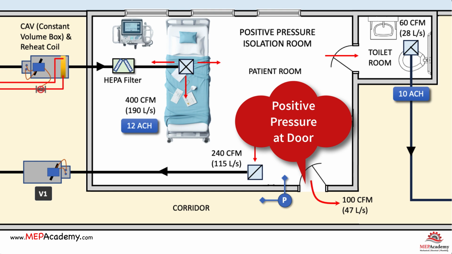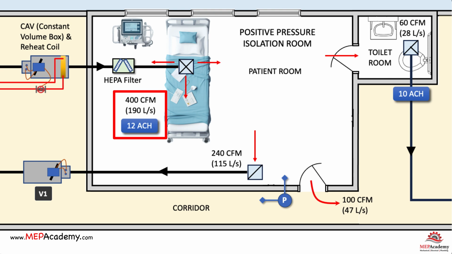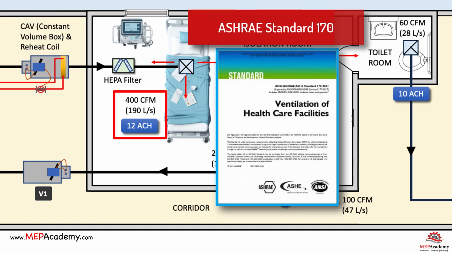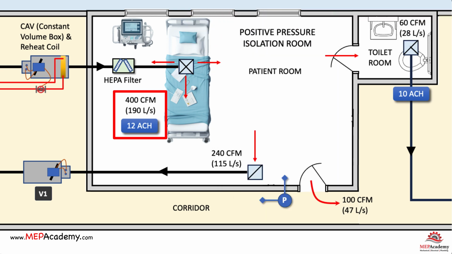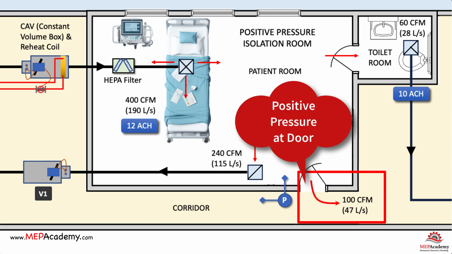In our example, the supply air is delivered by a constant volume terminal with a reheat coil. The supply air has been calculated at 12 air changes per hour in accordance with ASHRAE standard 170, which equates to 400 CFM, 190 liters per second. The toilet room will consume 60 CFM of that, while the return air will use a valve to ensure that there is always a 100 CFM difference. This additional 100 CFM creates a positive pressure within the room and ensures that nothing enters from the corridor.